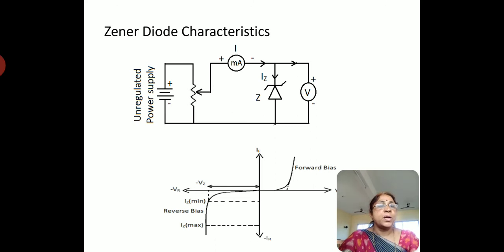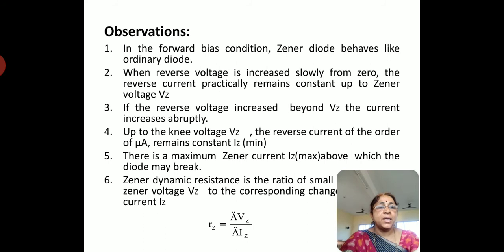In the case of forward bias, it gives the same output as that of a diode. So the characteristic of the forward bias is the same as that of a diode characteristic. Whereas in the case of reverse bias, this Zener diode gives a very good application. Let us see the observations. In the forward bias condition, the Zener diode behaves like an ordinary diode.